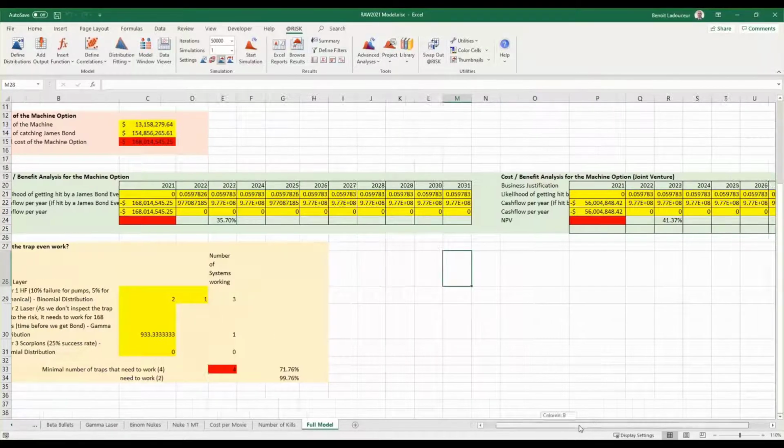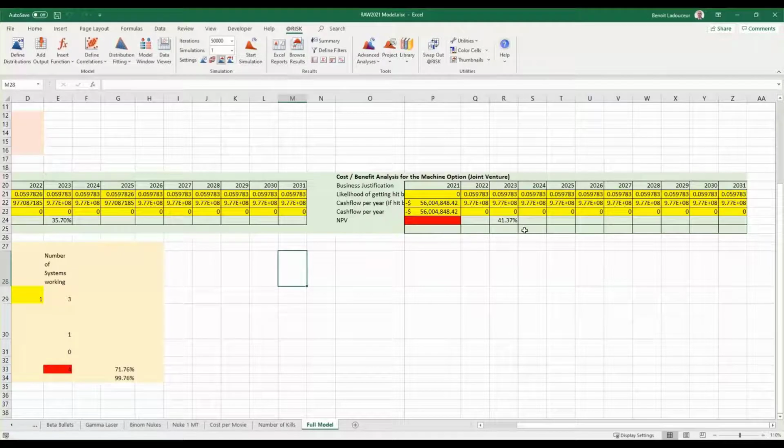And I did exactly the same thing on this side for a cost benefit analysis for the machine option in the case of a joint venture. I basically said I'm still having the same likelihood of getting hit myself, but here it's a 3 people joint venture. So basically I'm decreasing my capital cost, assuming that we're doing it evenly.